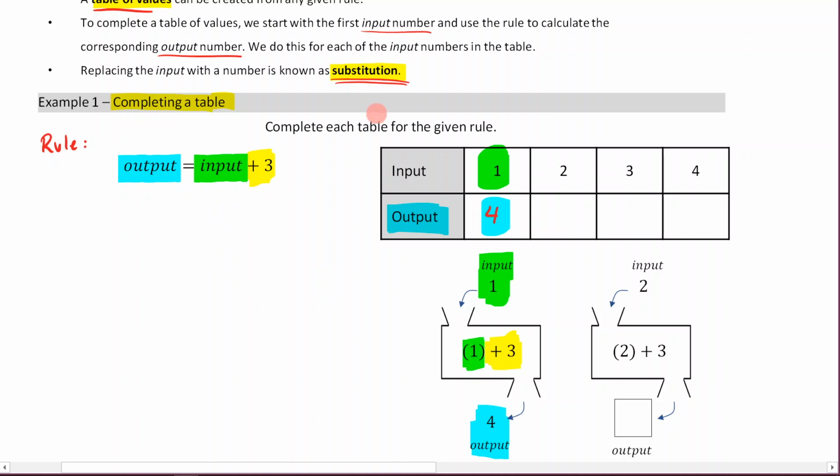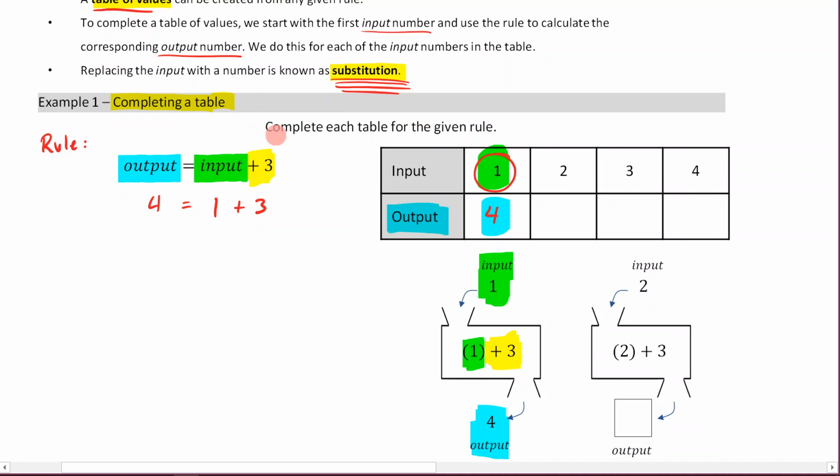We can also think of this in terms of substitution. So think for a moment. We have 1. We put 1 into our input. So we're going to have 1 here. We have this +3. What's 1 + 3? It's equal to 4. And that's how we got it. That's how we got this 4 right here.